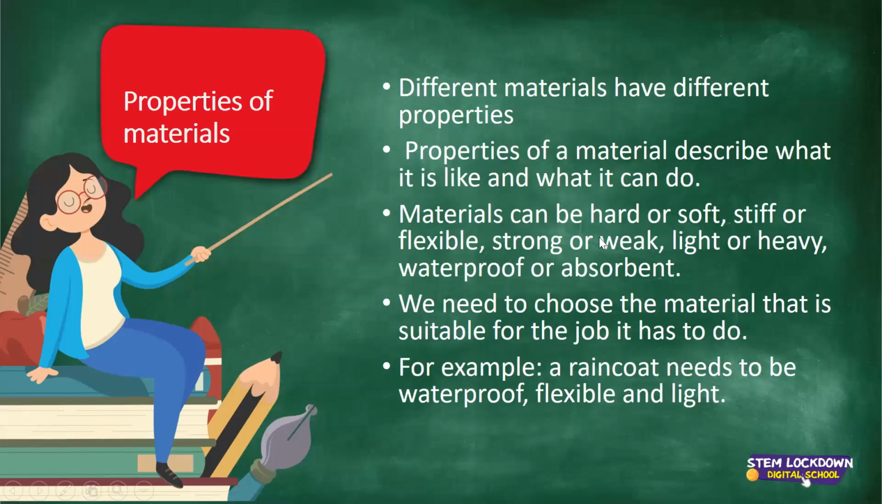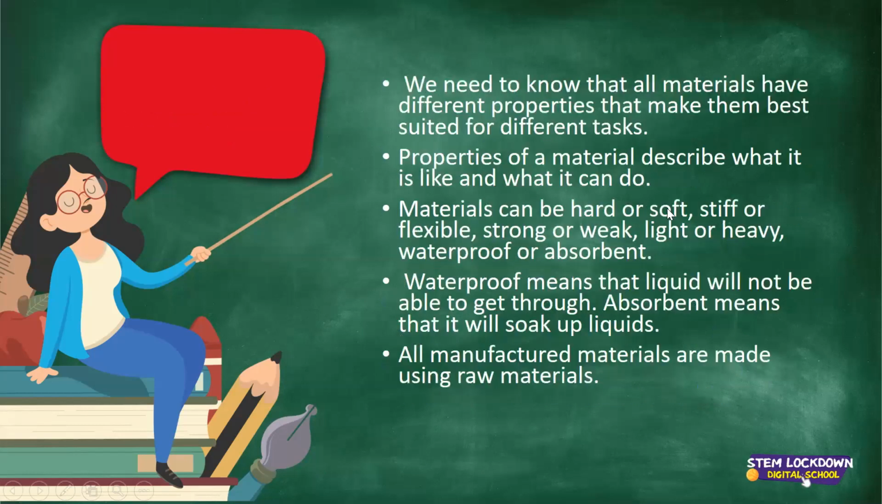And then materials can either be hard, so the different materials, whether it's raw materials or manufactured materials. They can either be hard as a table, or they can be soft, or they can be stiff, where you're not able to twist it, where you're not able to turn it, or they can be very flexible, strong, weak. Some of the materials that we use in our everyday lives are light, meaning light in weight. Some are very heavy to carry.